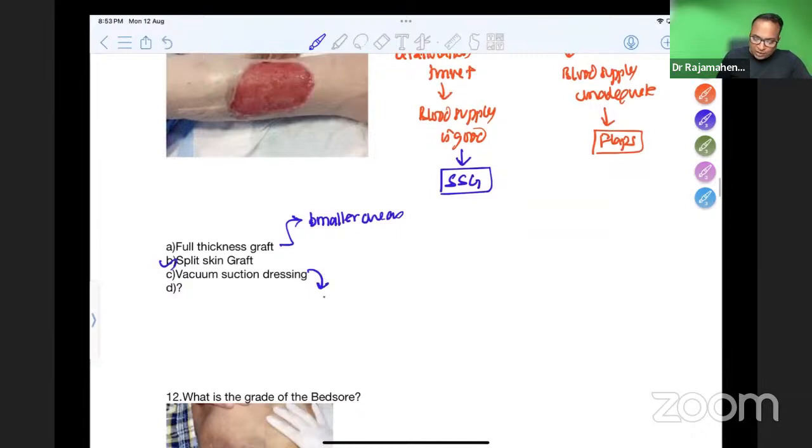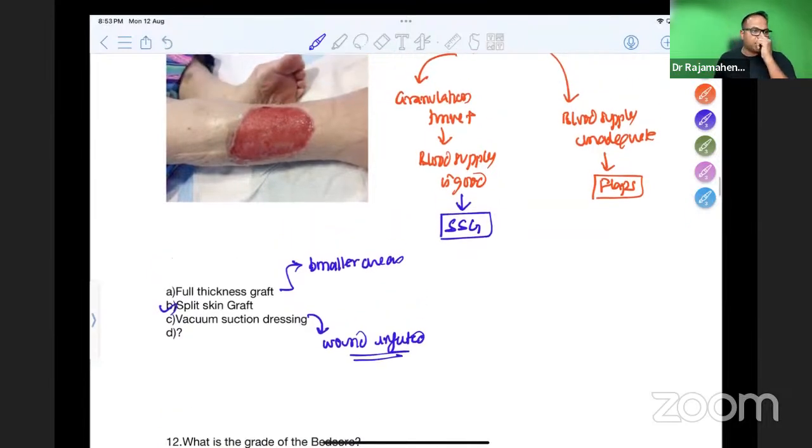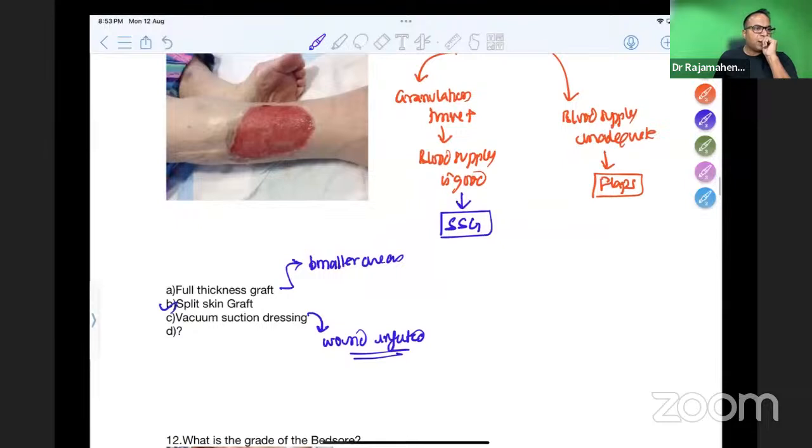Vacuum dressing will be done only when the wound is infected. Infected wound we can do, but this is a burns case with well granulated tissue. So it is not needed.